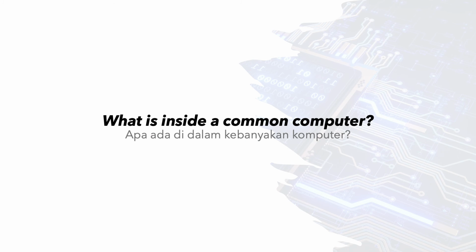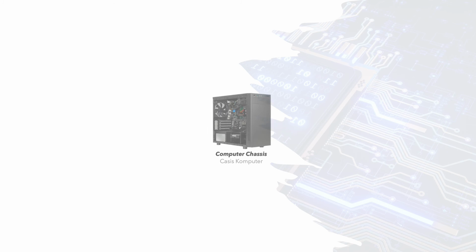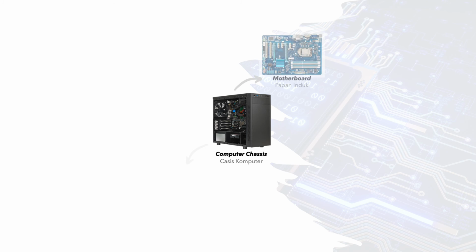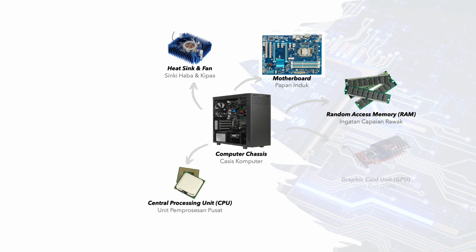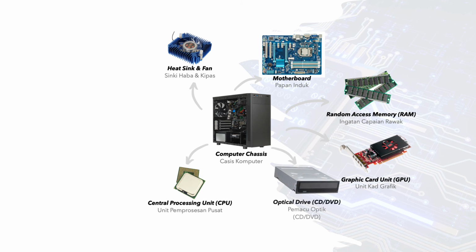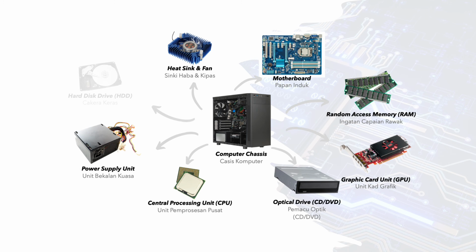What is inside a common computer? These components are usually encased inside a computer chassis. Some of the common components in a typical computer are: motherboard, CPU or central processing unit, heatsink, RAM or random access memory, GPU or graphic card unit, optical drive, PSU or power supply unit, and HDD or hard disk drive.